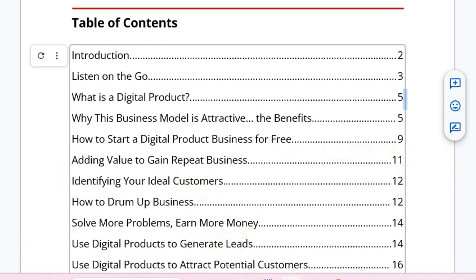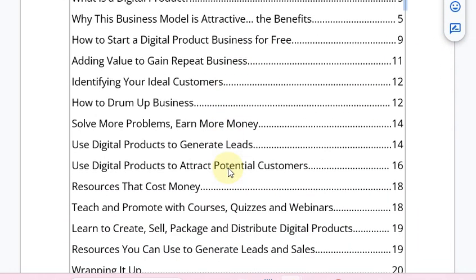We also cover identifying your ideal customers. The big mistake that I see a lot of business owners make is that they try to sell their products to everyone, and that makes them become overwhelmed. They don't get the results that they're looking for, and that is how a lot of people end up quitting, because they don't know how to identify their ideal customers. So we show you how to do that. We show you how to drum up business. Once you know who your ideal customers are, how do you get business?